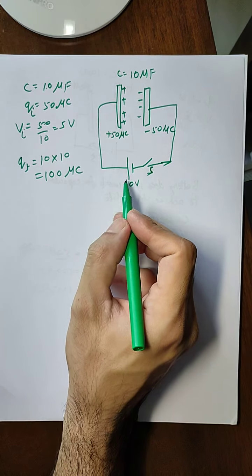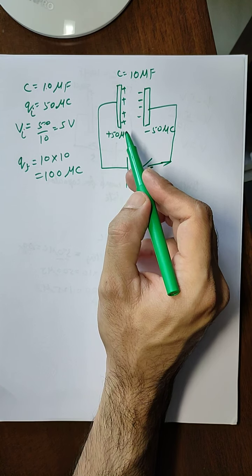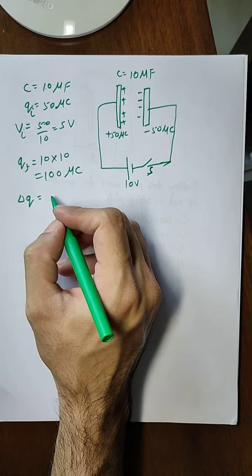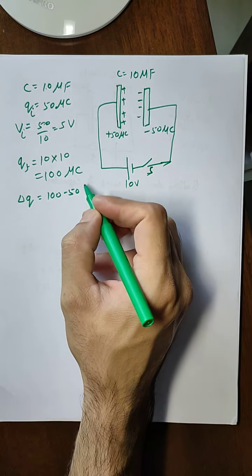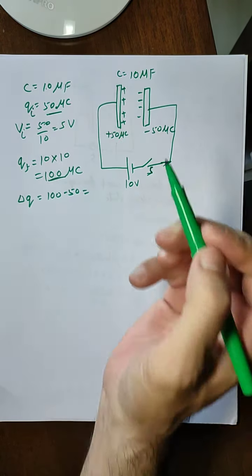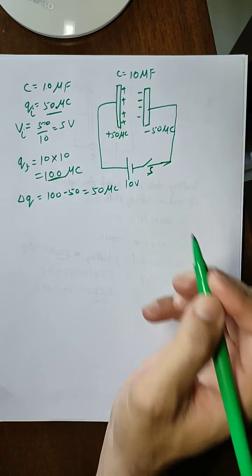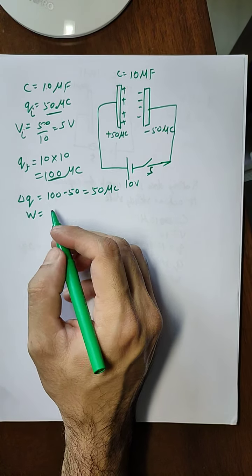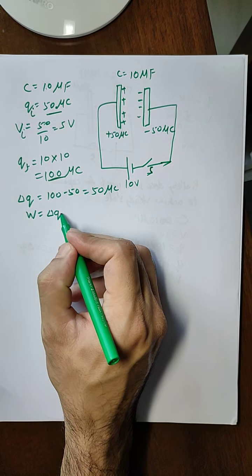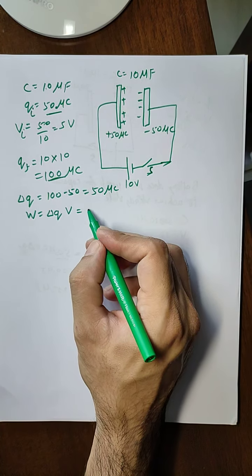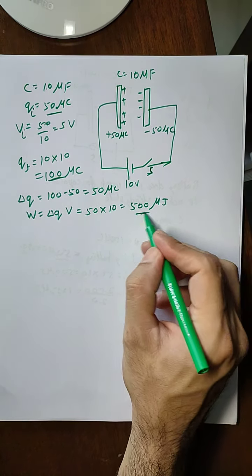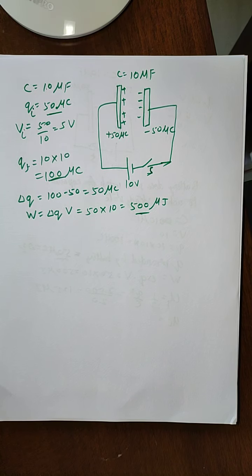So how much charge is provided by the battery? 50 microcoulomb was already there and 50 more is given to this. So that means the delta Q, the charge provided by the battery, is 100 minus 50. So the battery provided 50 microcoulomb of charge. Now to provide this 50 microcoulomb of charge, work has to be done by the battery, which will be given by this. So it will be 50 into 10, which is 500 microjoules. So this is the work done by the battery in providing 50 microcoulomb of charge.